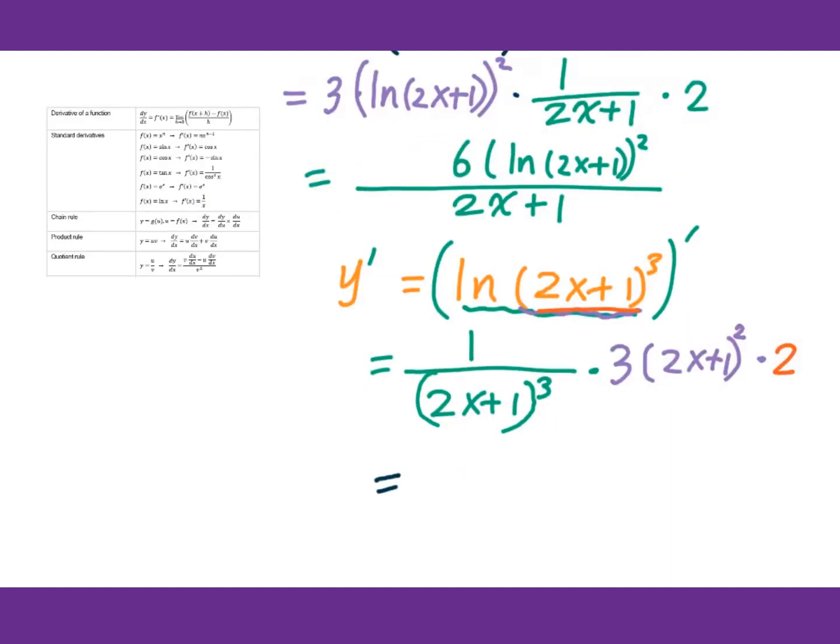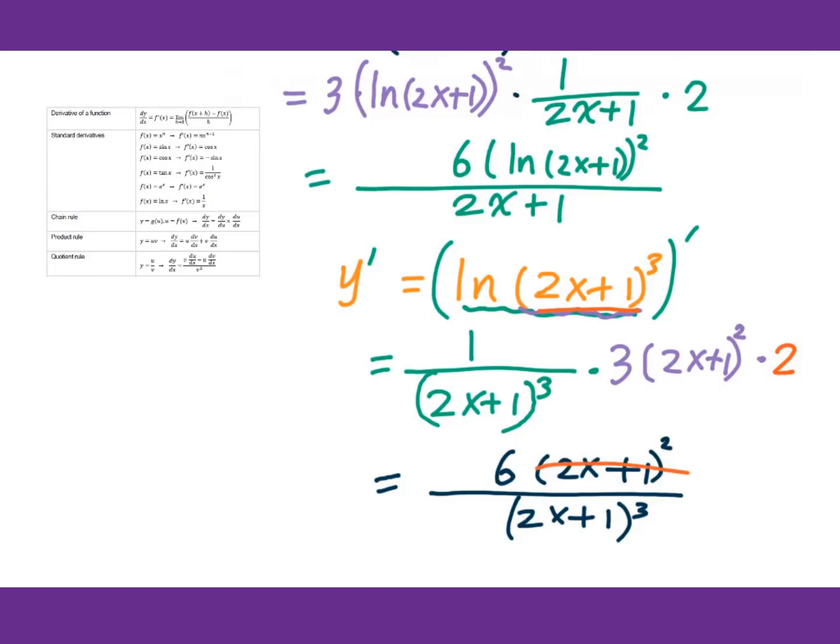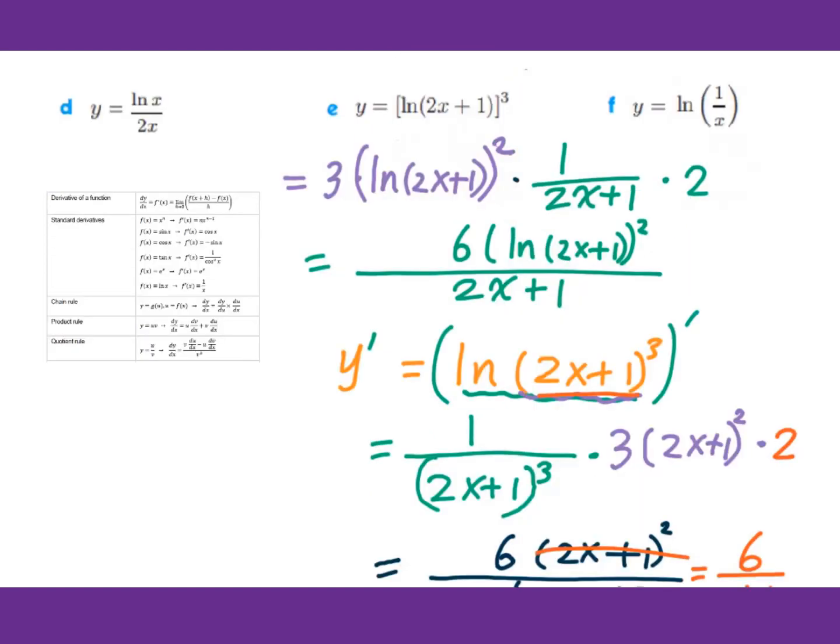So we organize. You will get 6 times 2x plus 1 squared over 2x plus 1 to the third power. Reduce. Denominator will be 2x plus 1. So you will get 6 over 2x plus 1. Hopefully, you could see the difference between this function and this function. When you do the derivative, what's the first step?